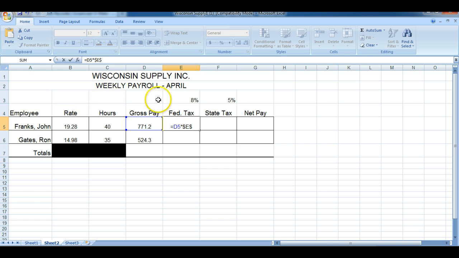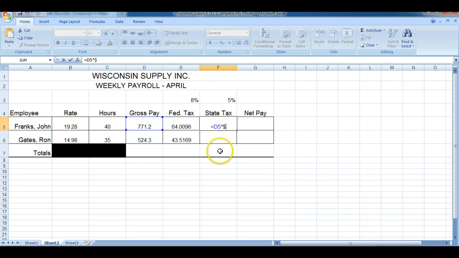What row is the 8% in? 3. Good. Notice the colored lines. Enter. Click back on your answer. Drag down. Now we're to state tax. Again, we're using that gross pay with the state tax. Equal sign. Gross pay times. We're freezing now. Dollar sign.